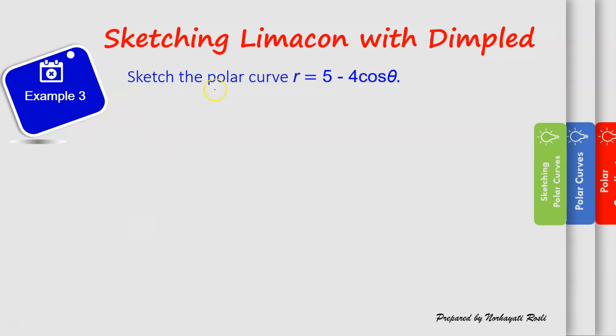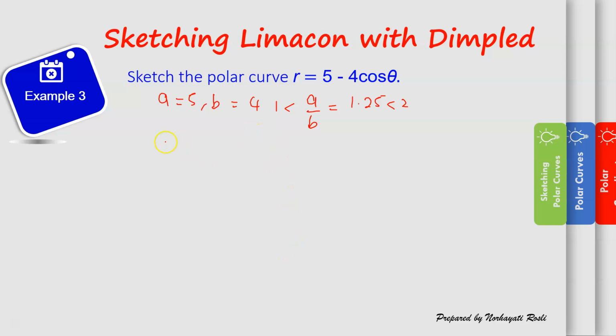Next, we go to this example 3. The question asks us to sketch the polar curve of r equal to 5 minus 4 cos theta. In this case, our function of cos theta is negative, which means that the location of this shape is at the negative x-axis. So here, our A is 5, B is 4, which means that A over B is equal to 1.25. That is a value in between 1 and 2. So in this case, we will have a limaçon with dimple.